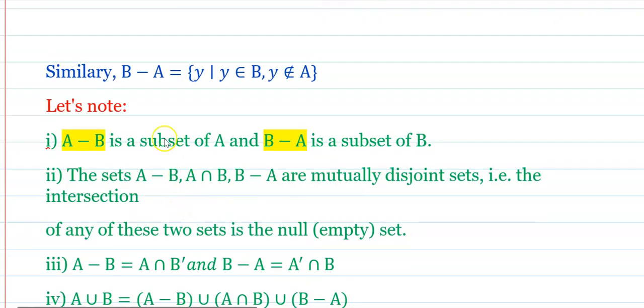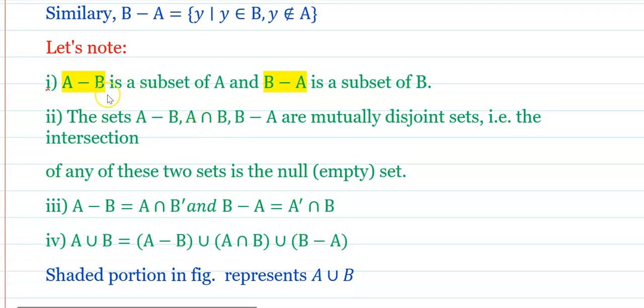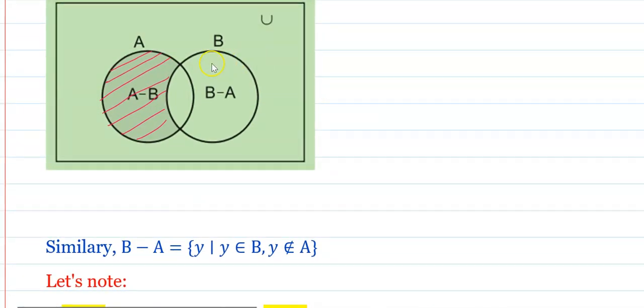Okay. Now the next. Similarly B minus A. Y such that Y belongs to B and Y does not belong to A. Let's note that A minus B is a subset of A and B minus A is a subset of B. Similarly here, this set I will denote like this. This is the B minus A. This B minus A is a subset of B.